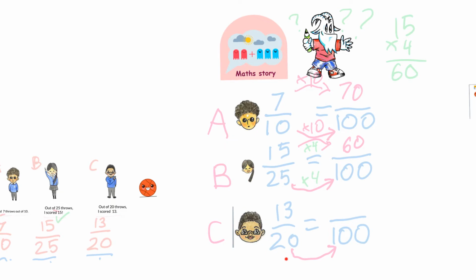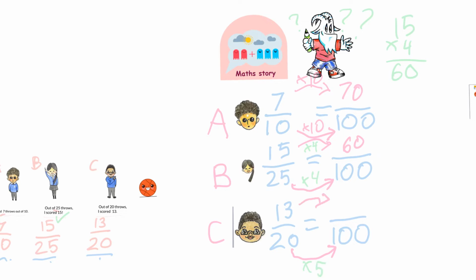Now let's have a look at Charlie. What's Charlie's denominator? His denominator is 20. And we know that percentages are fractions with a denominator of 100. How many times does 20 go into 100? Have a think. And if your answer is 5, then it's absolutely brilliant. Well done.